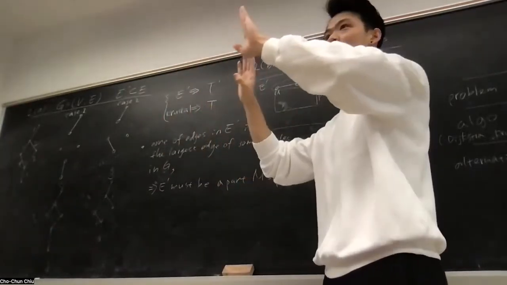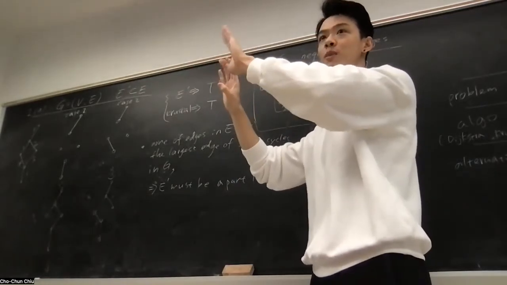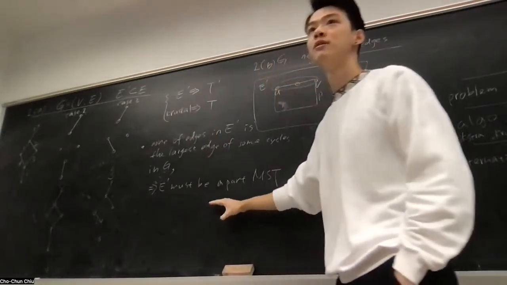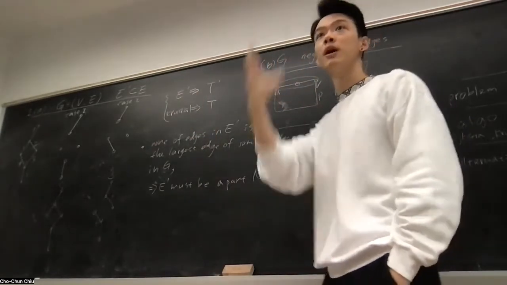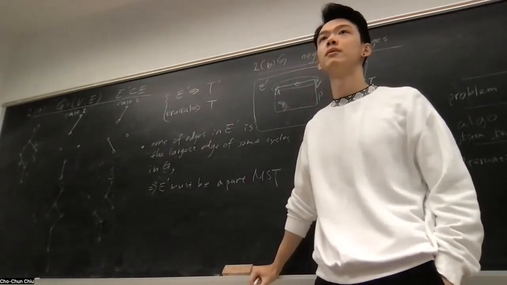They are equally large, and then you have multiple MSTs. But they definitely contain E prime. Yeah. Is it because the weights of the edges are not unique?